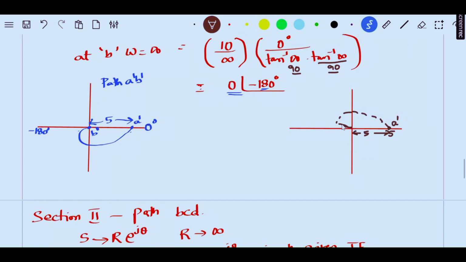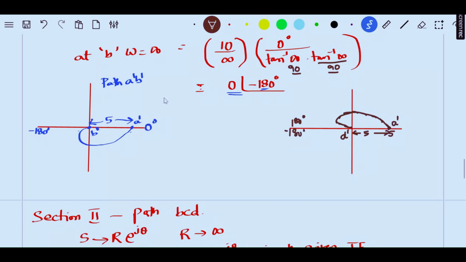So it is the mirror image of A dash and B dash. So this is your B dash. Sorry, D dash is the mirror image of A dash and B dash. So this is A dash and D dash. Now the D dash is what mirror image means. It will be at plus 180 degree, minus 180 degree, and it is now moving towards.